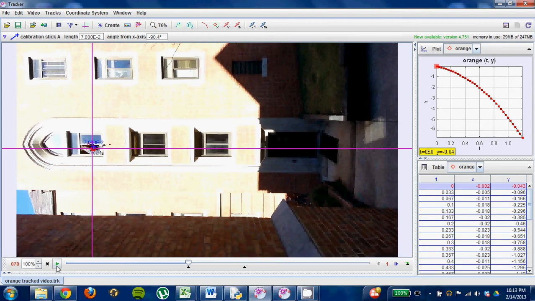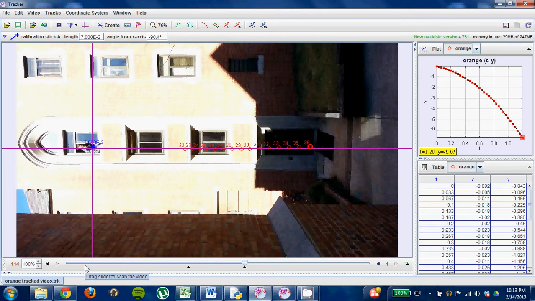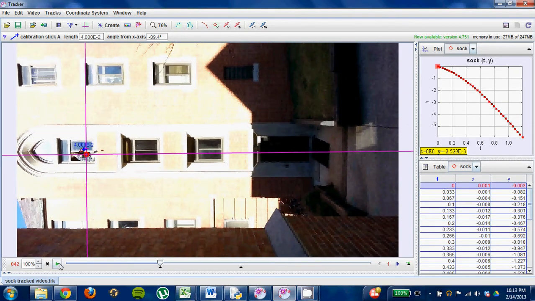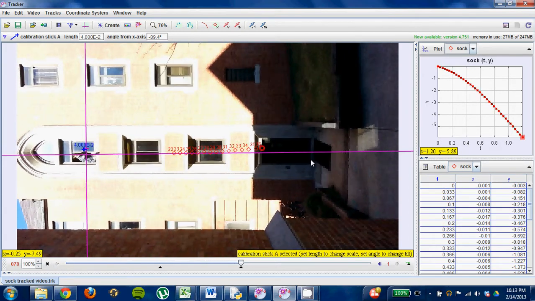And here is the video. You can see the red circles are where I'm tracking the orange falling, and here it stopped right before it's going to hit the ground. Now, the same thing was done for another video, except this time instead of an orange, I used a balled up sock. This way it falls slightly slower and even got blown a little to the side by the wind. But you can see the same thing here.